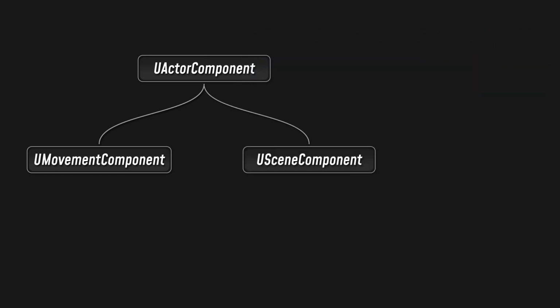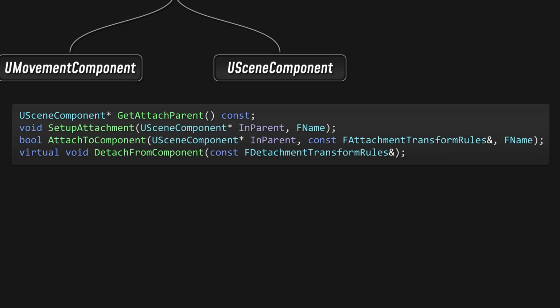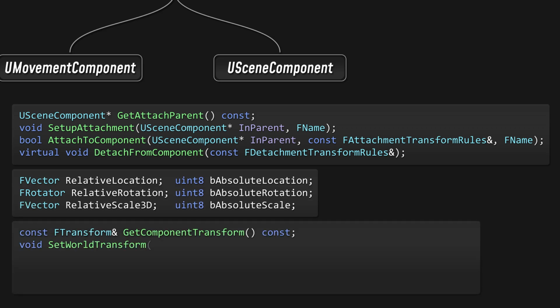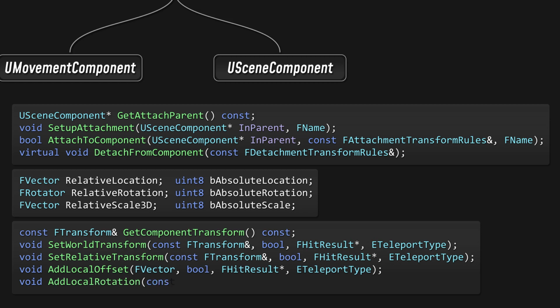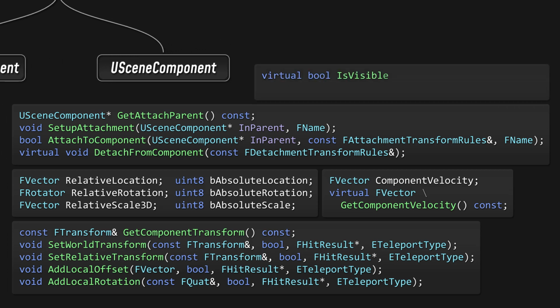Scene component represents the specialized class of components that have a spatial representation in the game world. Scene components can be attached to each other to form parent-child relationships. They have properties defining their transform relative to their parent, as well as a set of functions for getting or updating their transform in various ways. Scene component also supports the notion of component velocity, and scene components can be visible or hidden.